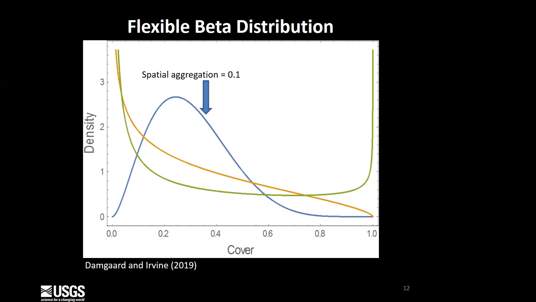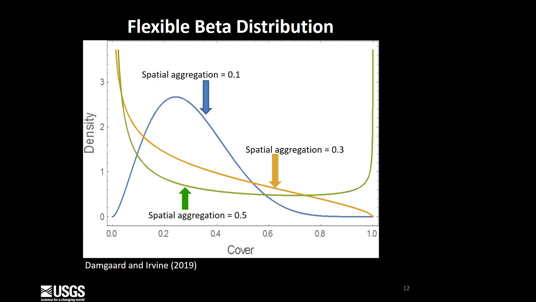So that previous picture was super clumpy, right? And we made it that way. And so this blue distribution has a spatial aggregation parameter of 0.1, whereas the L-shaped distribution, the orange, has a parameter of 0.3, and then that U has the largest spatial aggregation of 0.5.